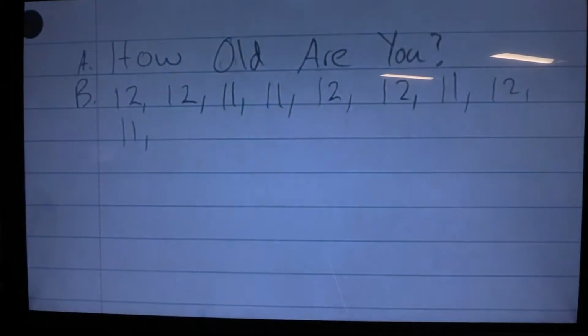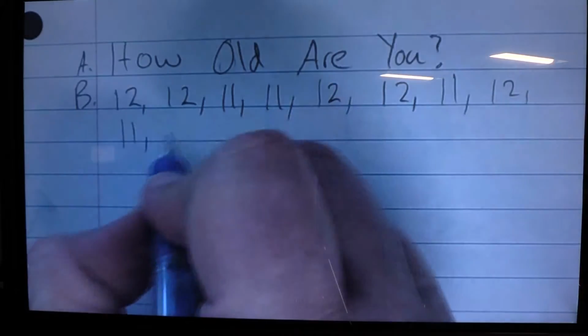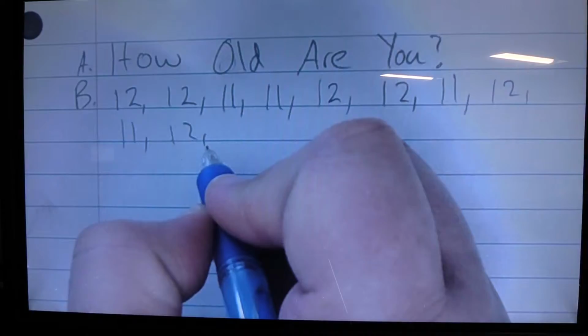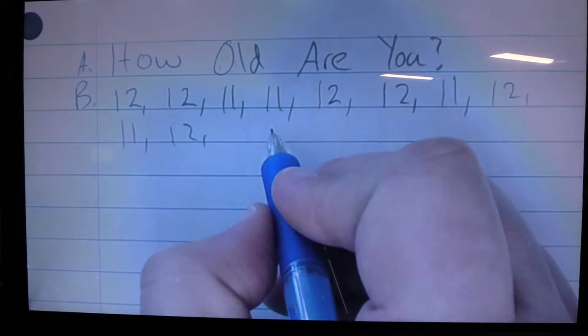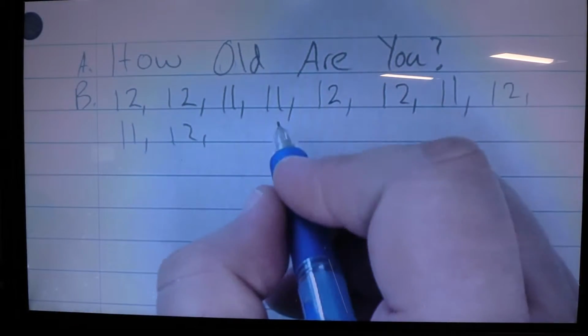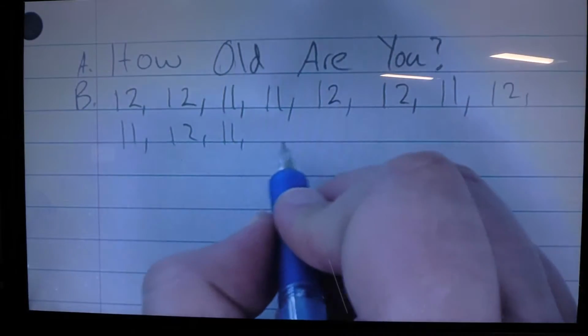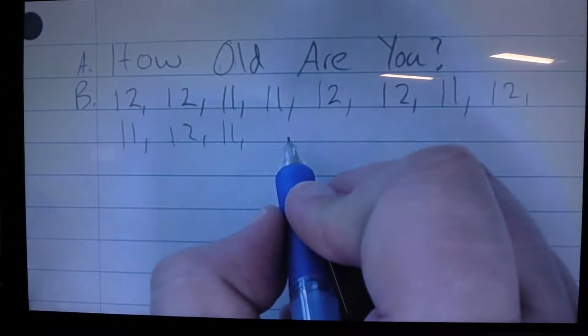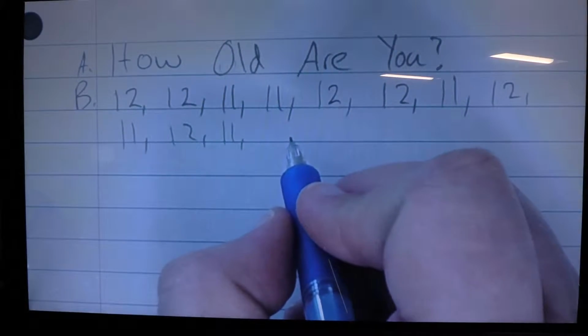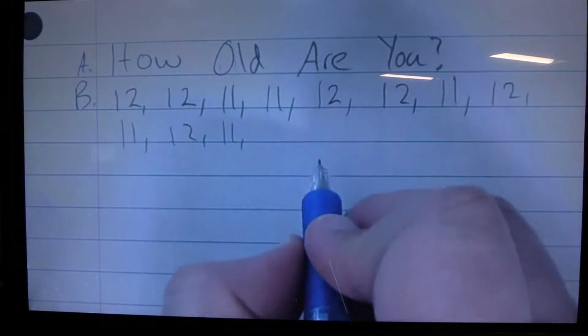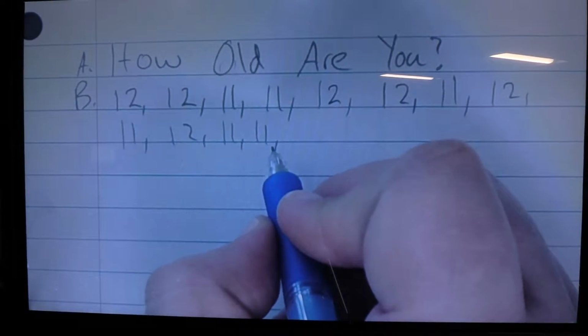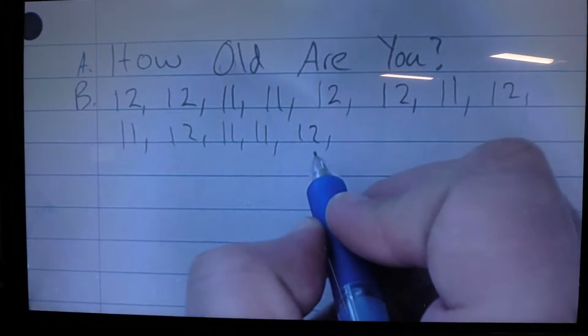And over here, table 4, number 1? 12. Number 2? 3? 4? I'm 11. Okay. Let's go ahead and find out over here. How old are you, young man? 11. Okay. And you? 12. And you? 11.